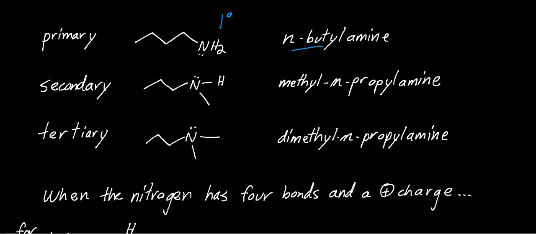A secondary amine has two carbon groups attached to the nitrogen, and so some nomenclature practice here: methyl, N-propylamine. A tertiary amine has three groups on nitrogen. We would call this dimethyl N-propylamine.